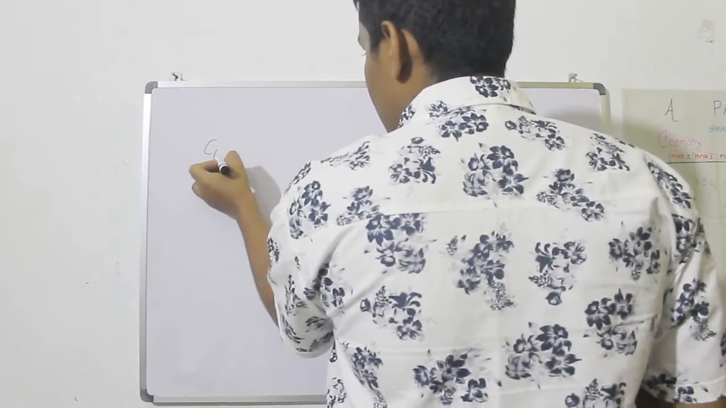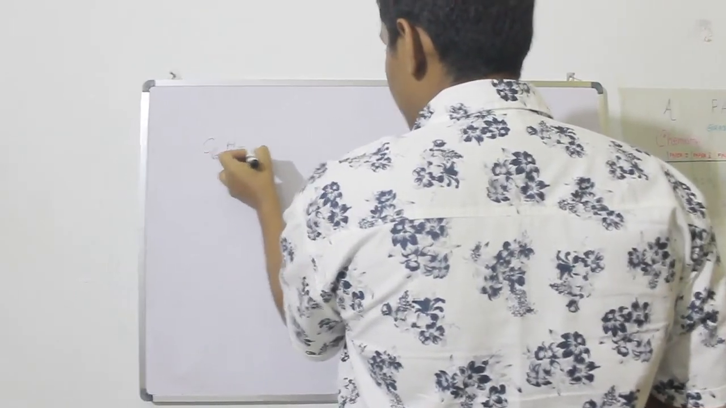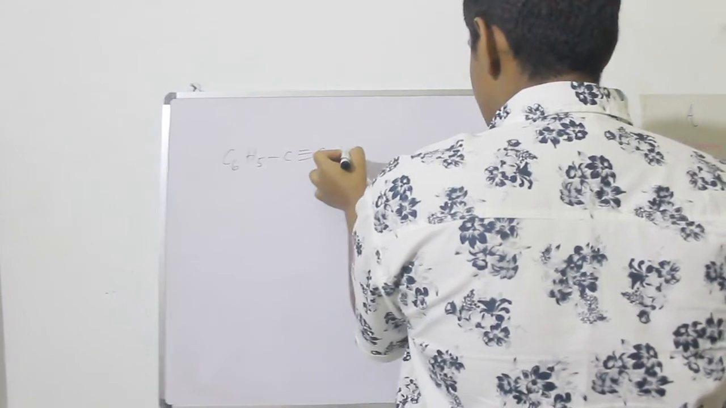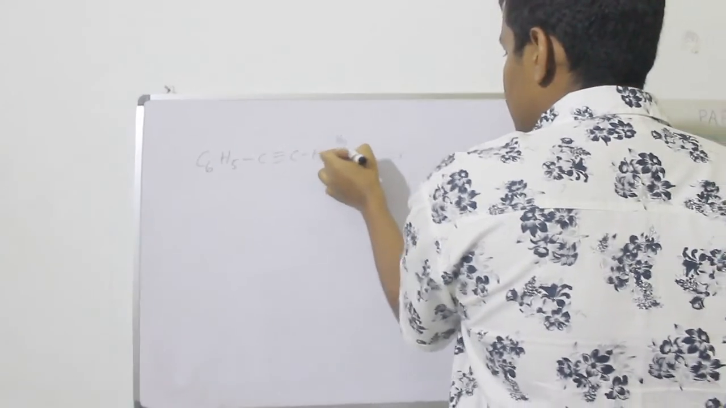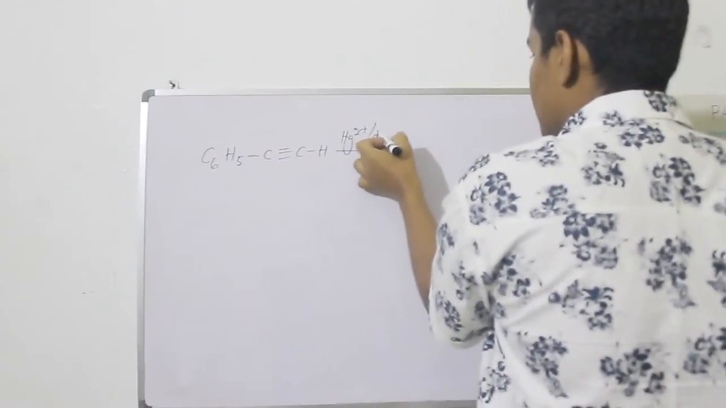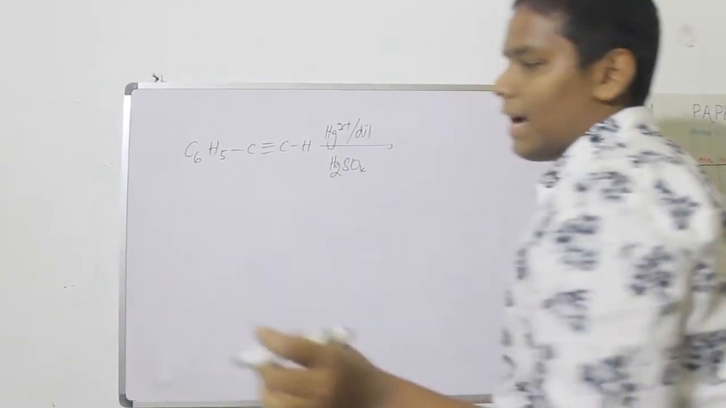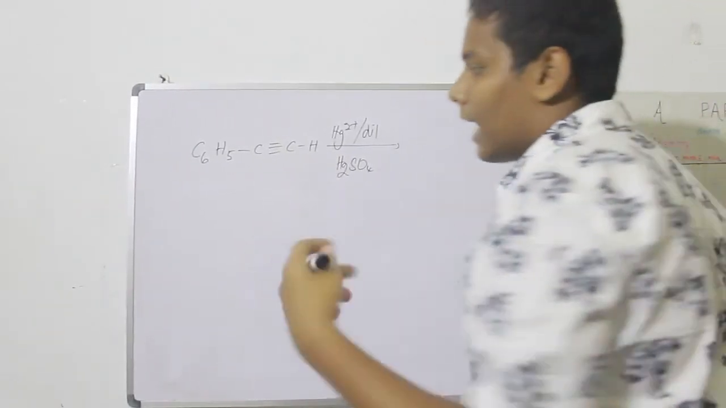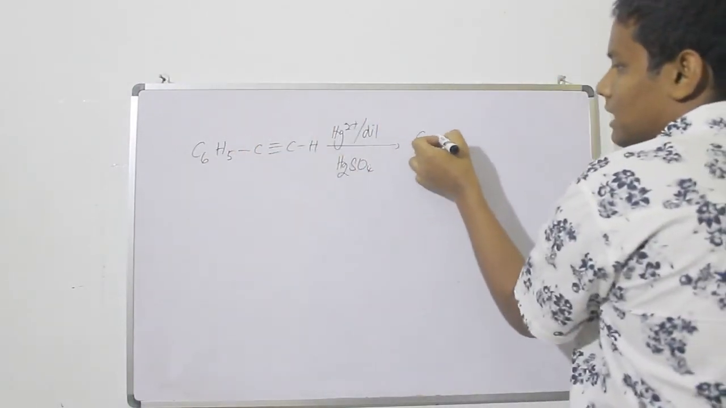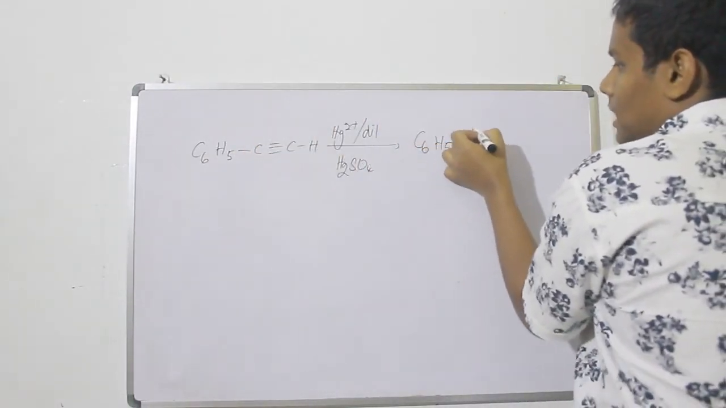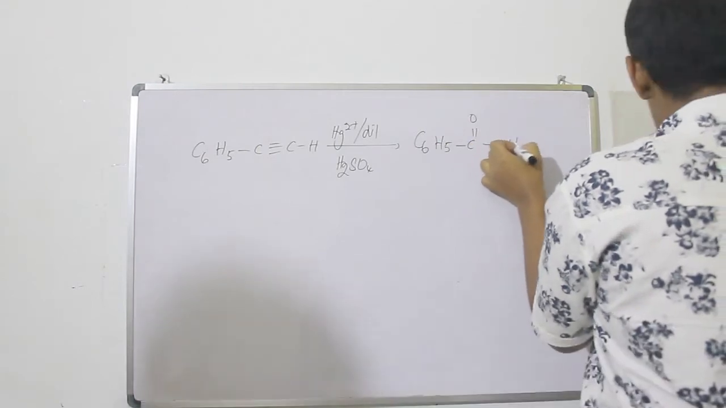Okay, question number 28. It's also a very easy organic question. In the reaction sequence given below, the structures of P and Q respectively are: C6H5-C≡CH, which you are reacting with Hg2+ and dilute H2SO4. So this is addition of water. Except for HC≡CH, all others are going to give you a ketone. So this is C6H5COCH3.